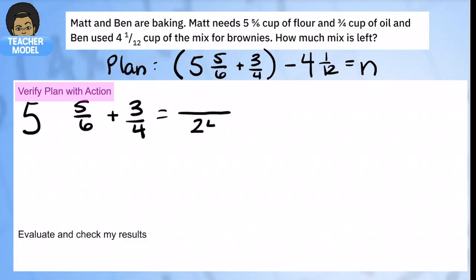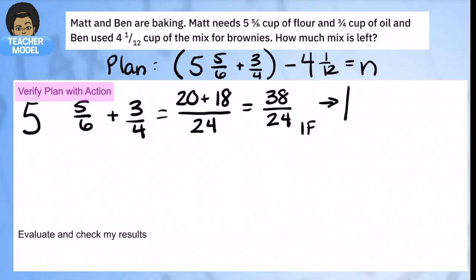So I'm going to multiply my denominators to get 24. 6 times 3 is 18. 5 times 4 is 20. We're going to add those two together and get 38 over 24. We know this is an improper fraction. So 38 divided by 24 is 1, and that leaves me with 14 out of 24.